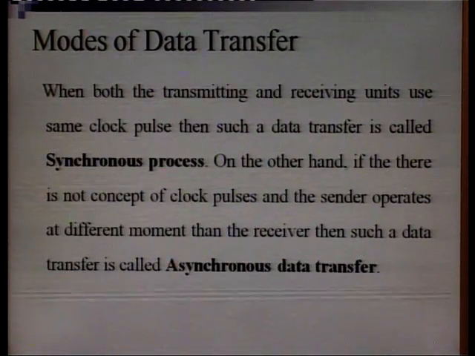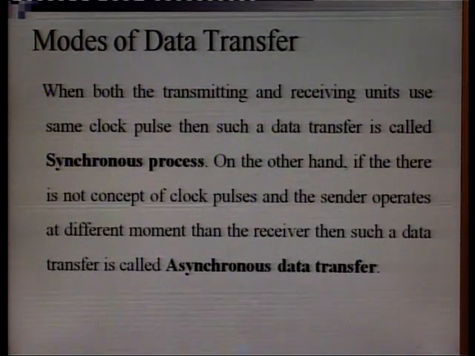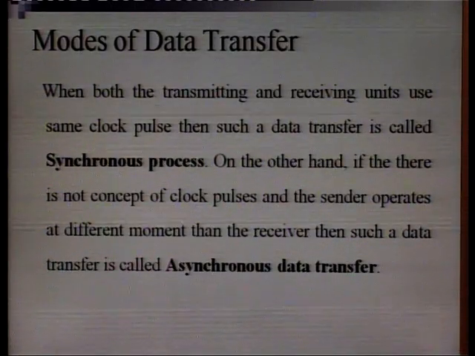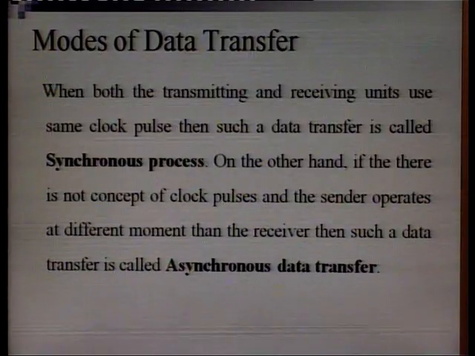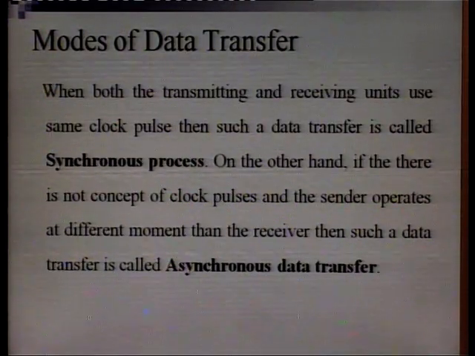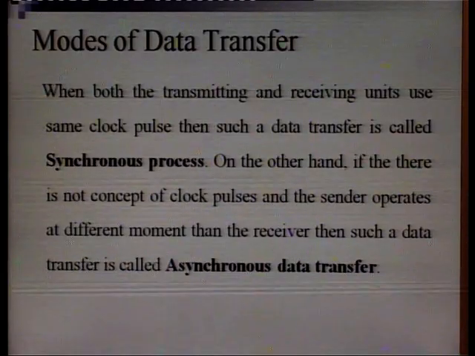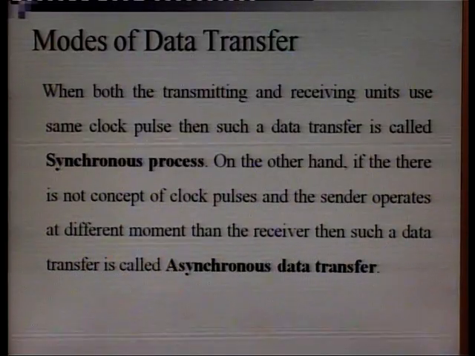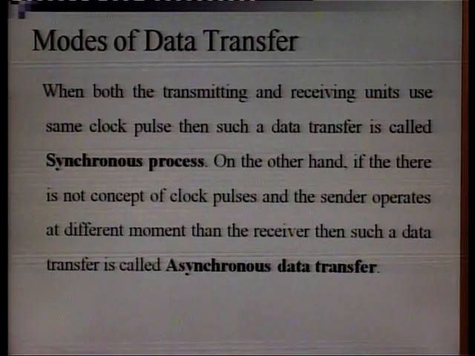When both the transmitting and receiving units use the same clock pulse, then that data transfer is synchronous. On the other hand, if there is no concept of any clock pulse and the sender operates at a different moment than the receiver, that particular data transfer is called asynchronous data transfer.